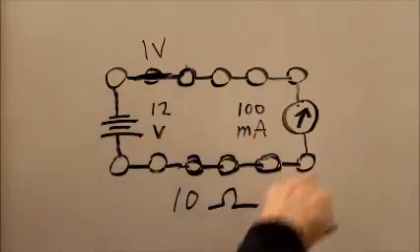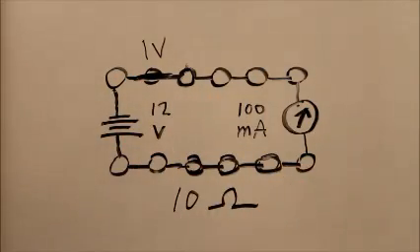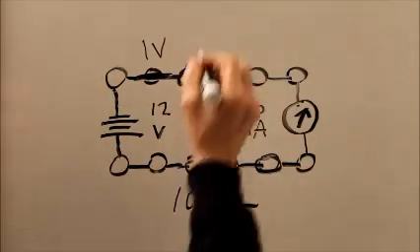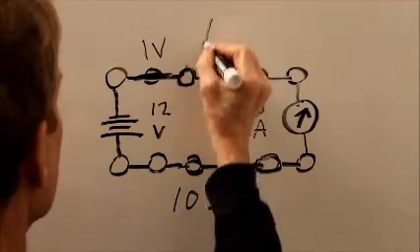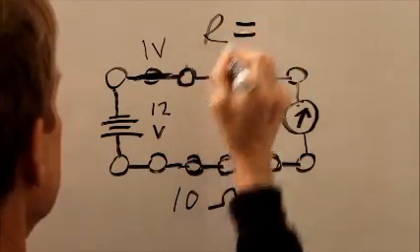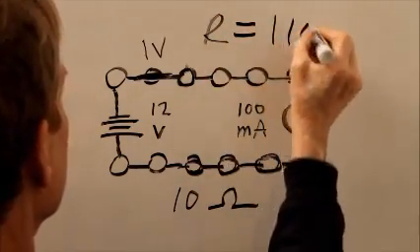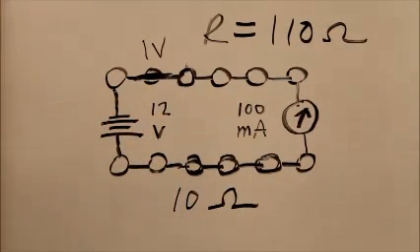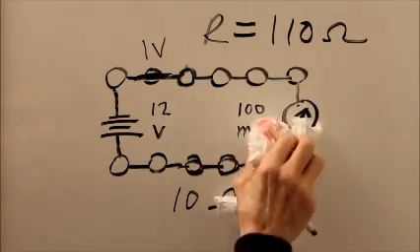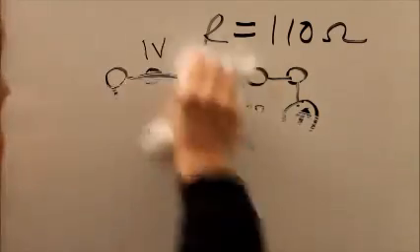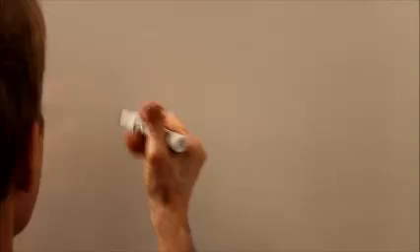Now instead we have 11 bulbs in series in effect rather than 12. So we have a total resistance of 11 times 10 ohms, or 110 ohms. We have 12 volts. Now we can calculate the current. I equals E over R.